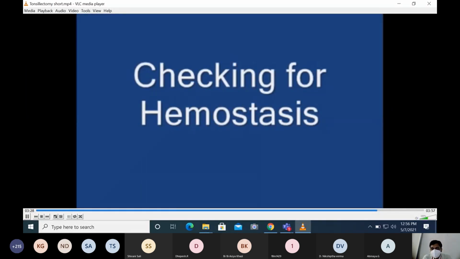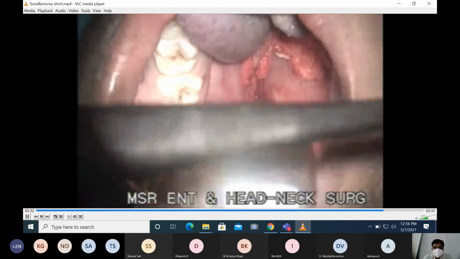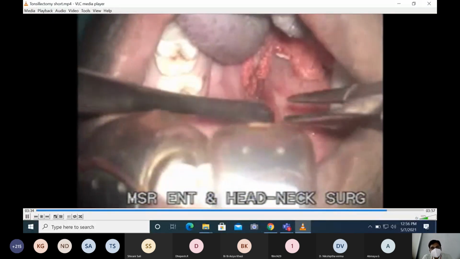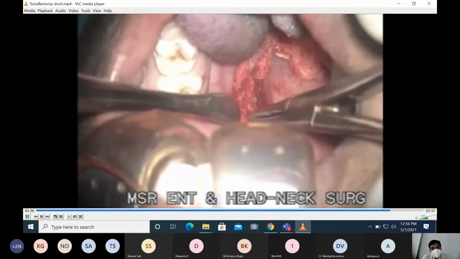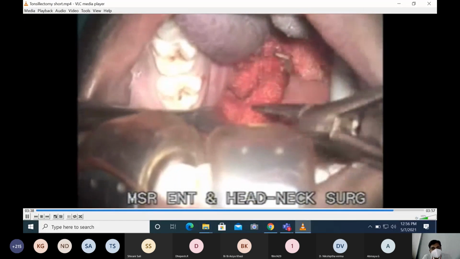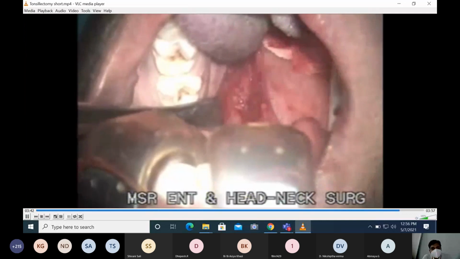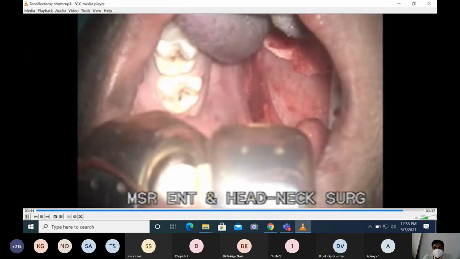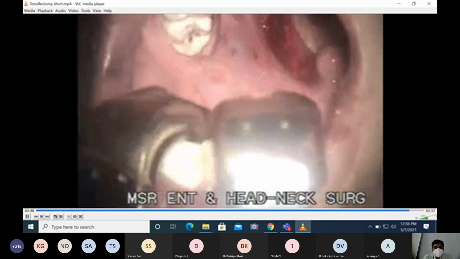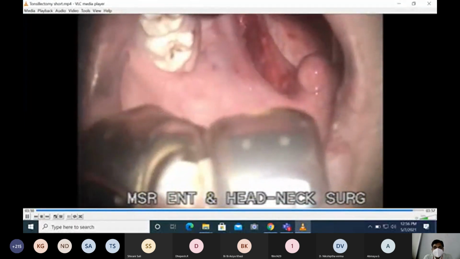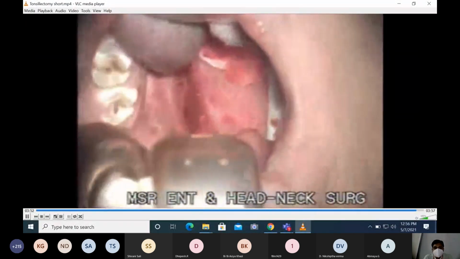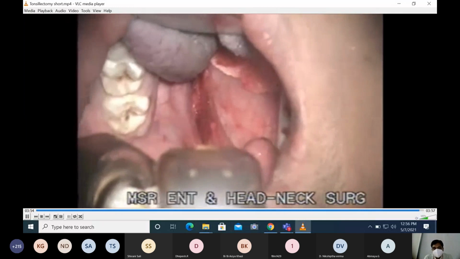After that, the fossa is packed with a gauze and we leave about 3 to 4 minutes for hemostasis to occur. Then we remove the gauze and check for bleeding using the pillar retractor of the tonsil. We retract the pillars. If there is any bleeding point in the tonsillar fossa, it can be controlled either by diathermy or by catching the bleeding point using the hemostatic forceps, first and second artery forceps.